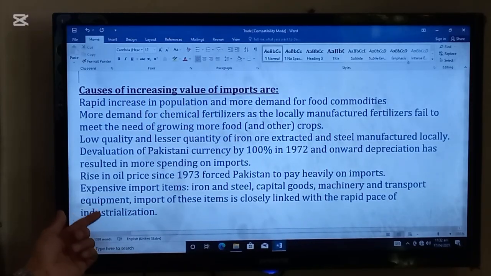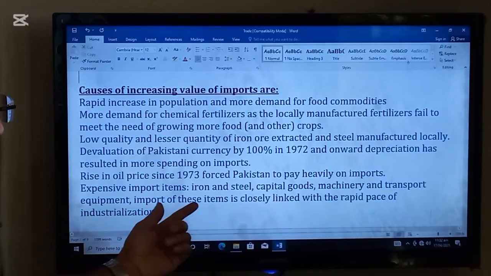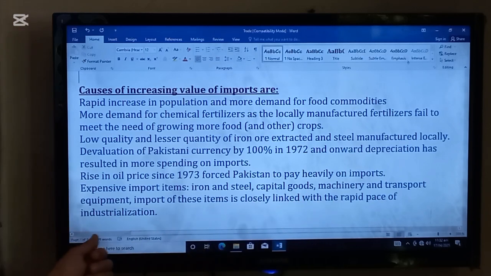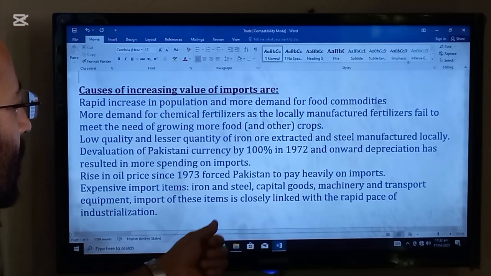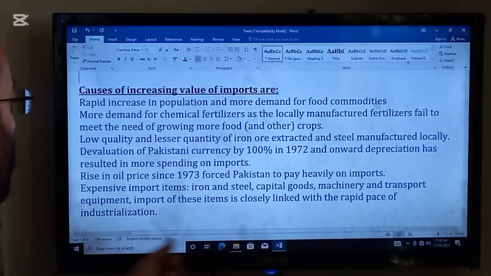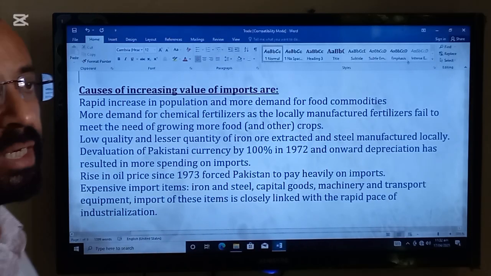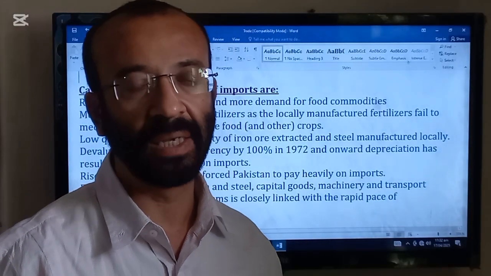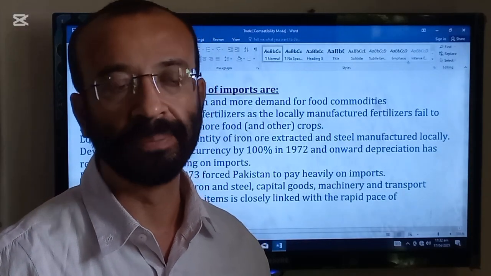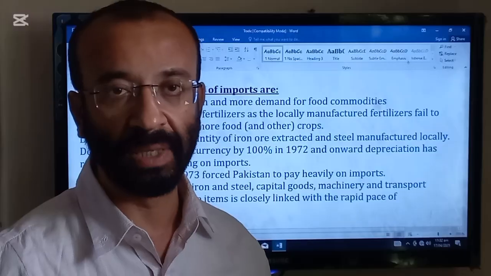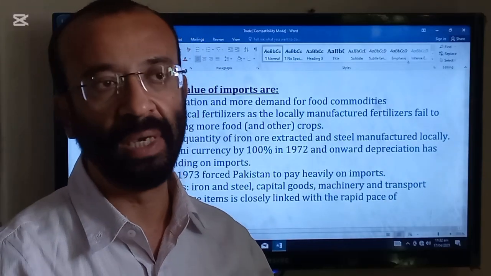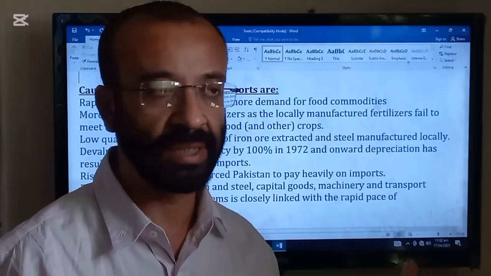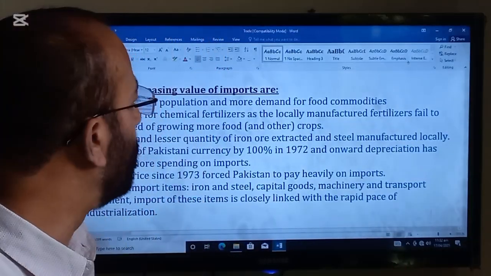Next is expensive import items: iron and steel, capital goods, machinery, and transport equipment. Import of these items is closely linked with the rapid pace of industrialization. Because industrialization is improving in Pakistan, and we are not able to manufacture most of the industrial goods, we are actually importing these products from other countries. So that's why the import bill is increasing.